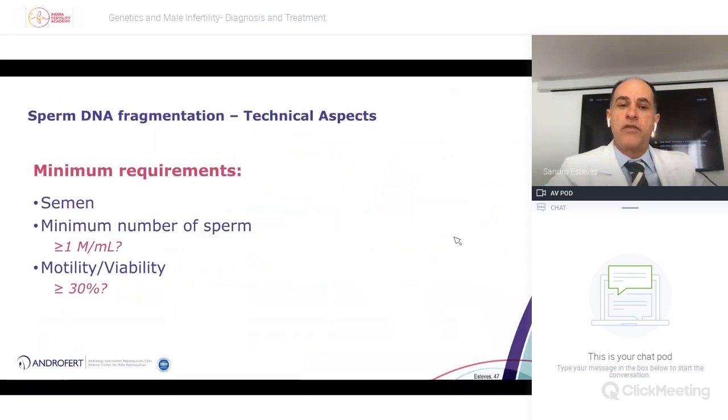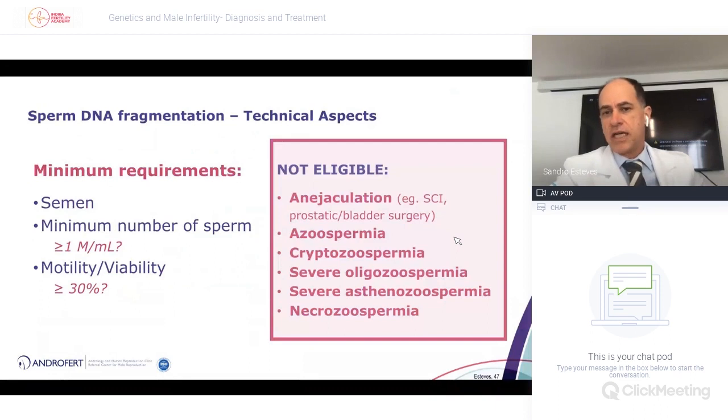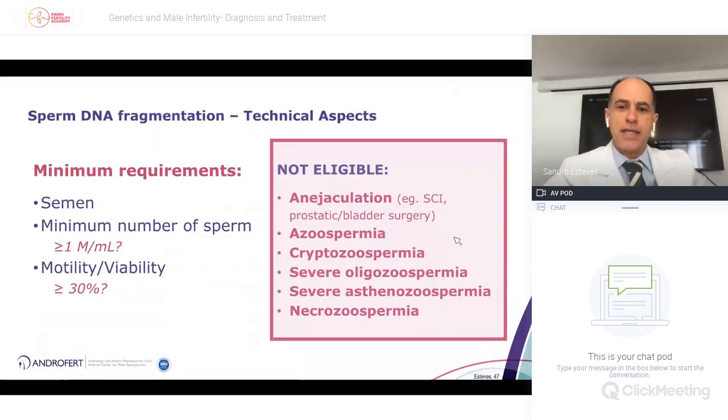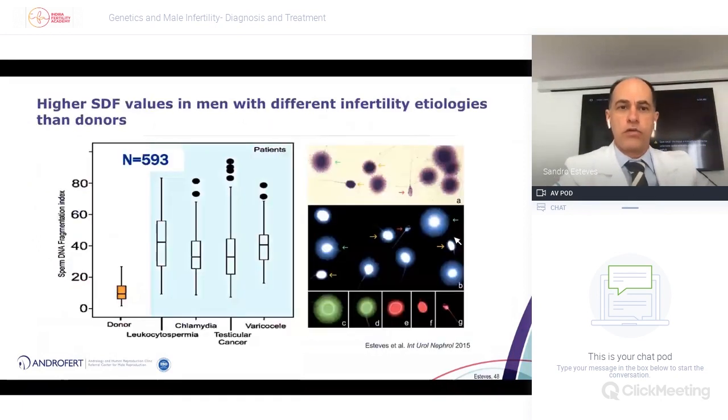So in this condition, when you have very low motility, very low viability, it's important to perform a gradient and then carry out the sperm DNA fragmentation test in the viable or motile fraction. So patients with azoospermia, cryptozoospermia, very low sperm counts, motility, viability, might not be the ideal candidates for sperm DNA fragmentation testing. We have published quite a lot in this area. This is one of my focuses of research.